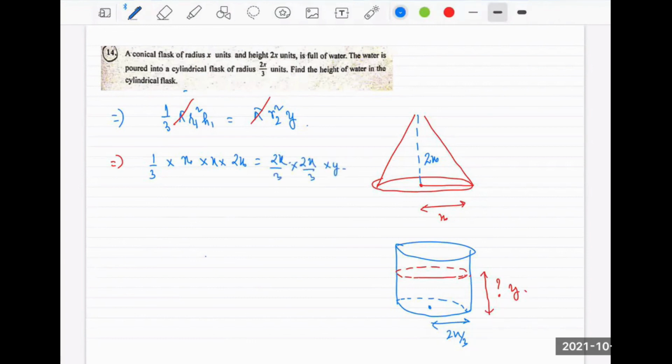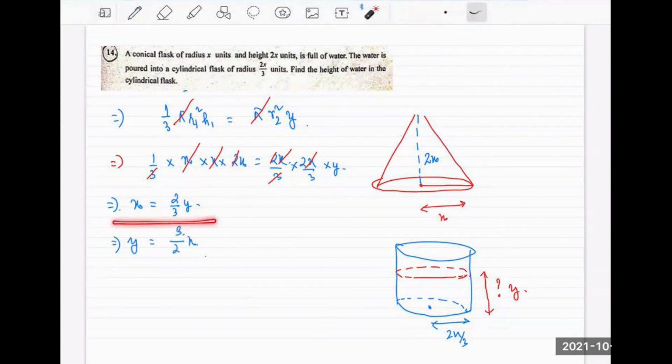Our goal is to find out the y value in terms of x. The 2 of the x we can cancel out. One of the 2's can be cancelled out also, and one of the 3's can be cancelled out also. What is left then? On the left hand side, we have got one of the x left. X is equal to, 2x by 3 is gone, so we have got 2 by 3 y left. When you want to find out the y, 3 will go up, 2 will come down. So y will be 3 by 2x.